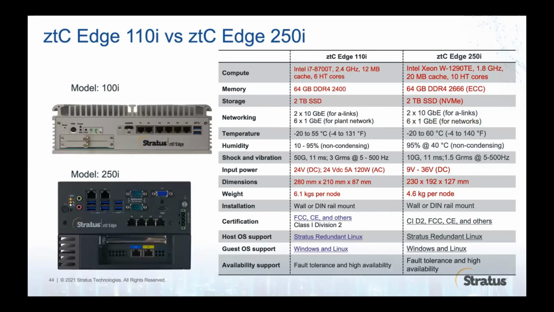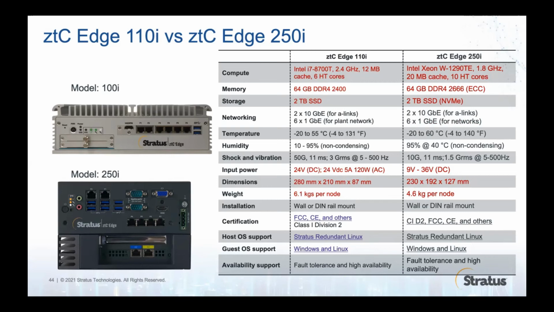We look at the ztC 110 versus the ztC 250i. Again, it's been increased from 6 hyper-threaded cores to 10 hyper-threaded cores, which will give you a total of 20 virtual processors that you can work with and assign to your virtual environment. Memory is the same, but again, we now have the ECC memory, which is much better in performance, as well as the storage capacity is the same, but it is now the NVMe technology.